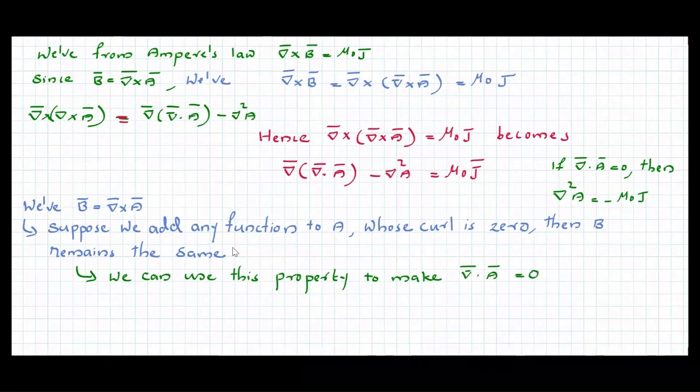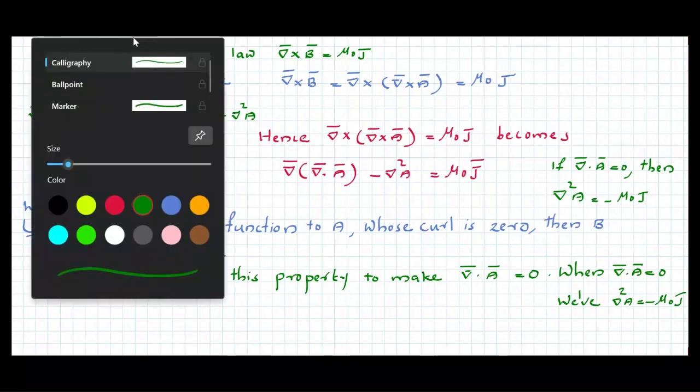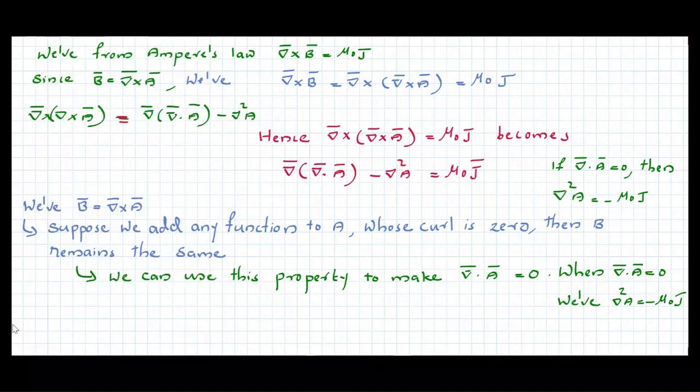Then we can say that the magnetic field remains the same because B is equal to del cross A, and suppose we are adding a function whose curl is 0, then magnetic field will not change. Now we can use this property to make del dot A equal to 0. When del dot A is equal to 0, the equation simplifies to del square A is equal to minus mu 0 J.